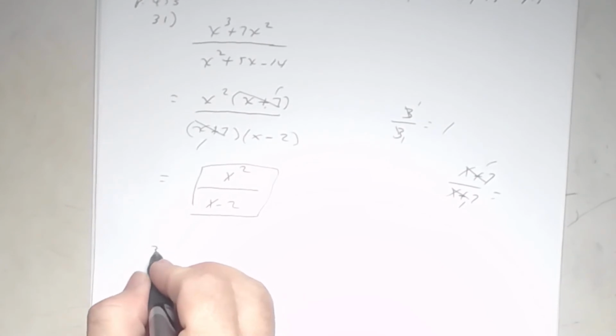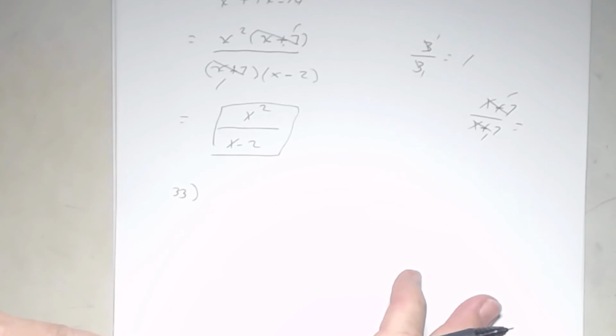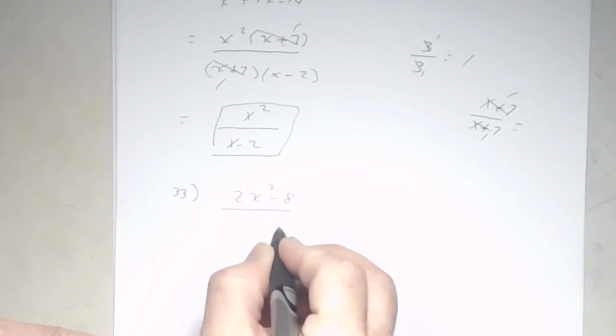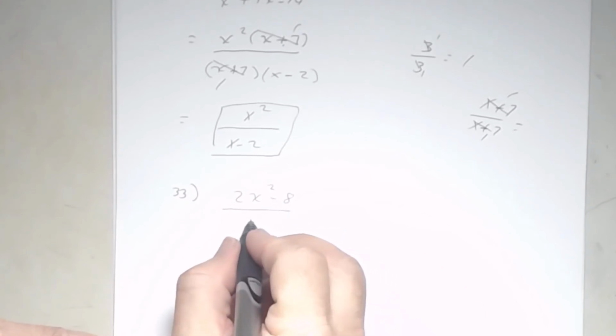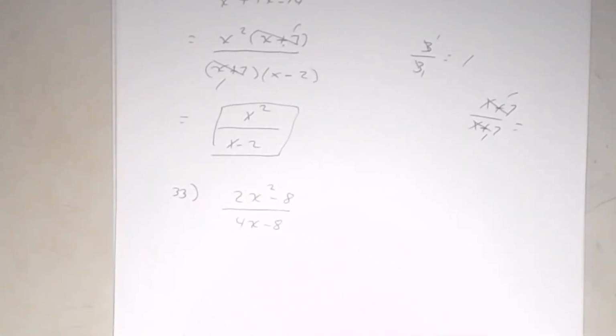All right, 33. You have 2x squared minus 8 divided by 4x minus 8. Remember, the first thing you're going to do is factor the numerator and then factor the denominator. You have to know how to do that because in the next section you're going to start multiplying these rational expressions. See how you have one rational expression now, and next you're going to have two rational expressions to deal with.